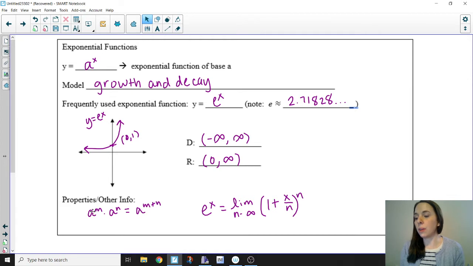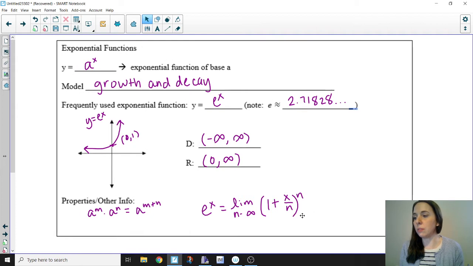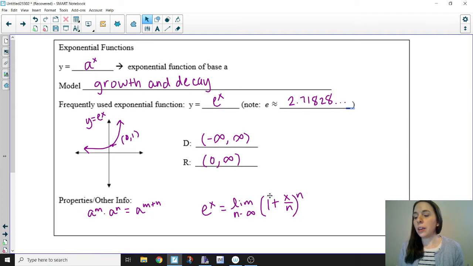And that is, if you have a base to a power times another base to a power, then you can combine those powers through addition, right? Finally, this little piece of information here is just one way that you can define e as an infinite limit. We actually don't use it in AP Calculus AB.